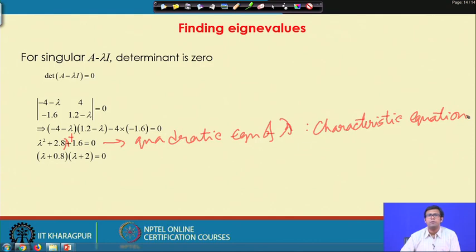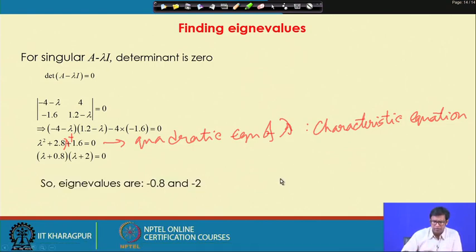which is a polynomial of lambda equal to 0, and we have to find out the roots of the polynomial. So, we get lambda plus 0.8 into lambda plus 2 is equal to 0, and each of this lambda is an eigenvalue, and we get the eigenvalues, which are minus 0.8 and minus 2. So, now the next step will be to find out the eigenvectors.